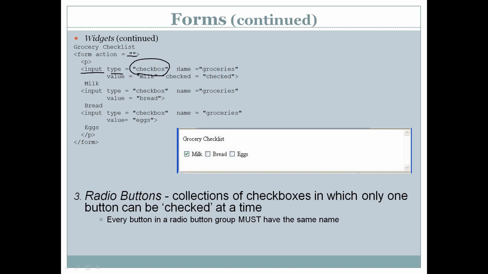Apart from that, there are certain attributes like the name, groceries. We are displaying a grocery list by using checkboxes, so the name is given as groceries. The important attribute, that is value, is equal to milk. So this is the value which is contributed to the form data when that particular checkbox is checked. Then checked is equal to checked, which is used to make the checkbox checked by default.